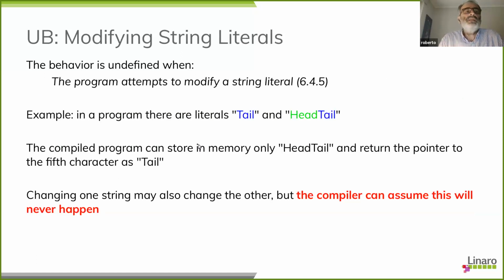Another example concerns the undefined behavior we have already seen, which is when a program attempts to modify a string literal. We have seen that one of the reasons is because the string literals might be stored in read-only memory. There is another reason. Suppose that in a program we have two literals, one is "tail" and the other is "head tail". The first is clearly a suffix of the second, so the compiled program can store in memory only "head tail" and use a pointer to the fifth character when a representation of "tail" is needed. If modifying string literals was allowed, you could change one string and also change the other, but the compiler can assume this will never happen. And so this optimization, the fact of sharing representations of string literals, is perfectly fine.